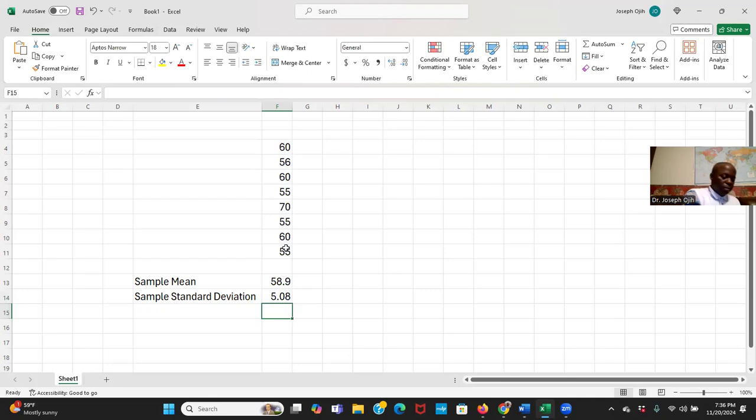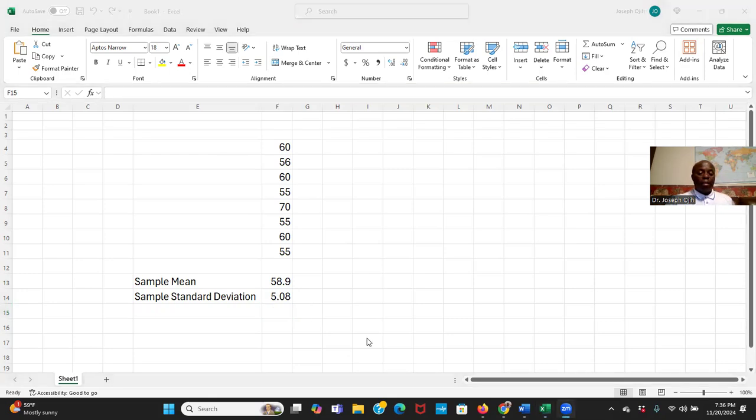So let me write this down. I got the sample mean X bar is 58.9. The sample standard deviation is 5.08. Now we have all this, we can go and put them in and then run the test.